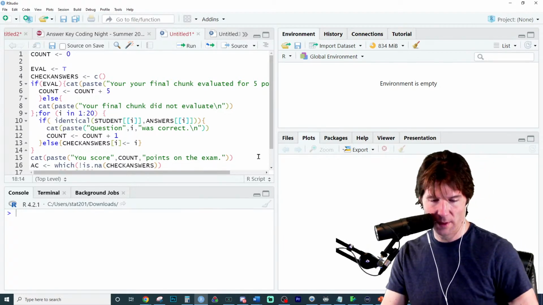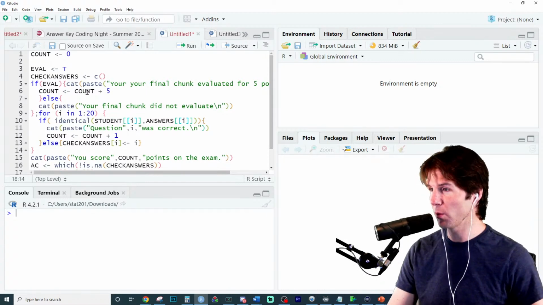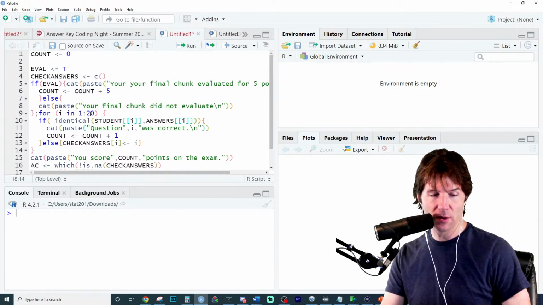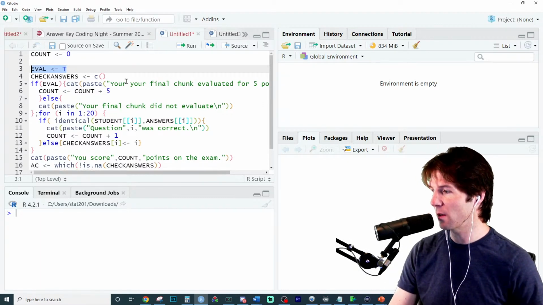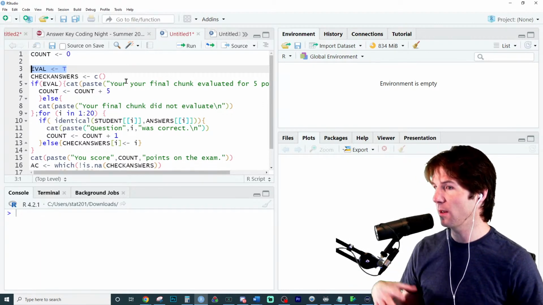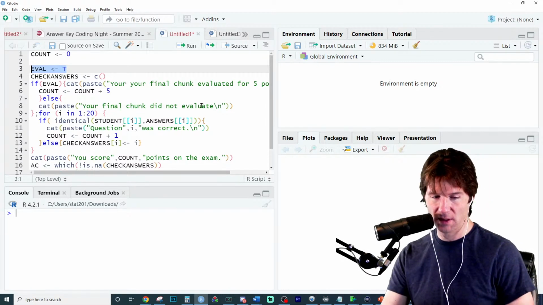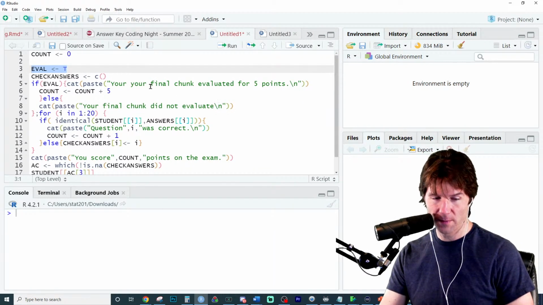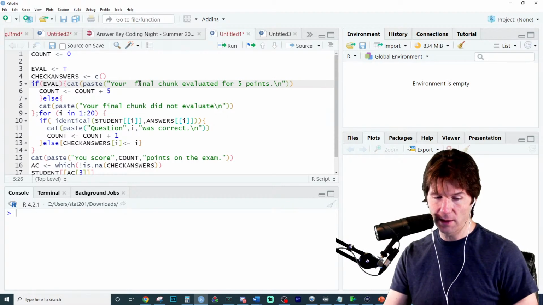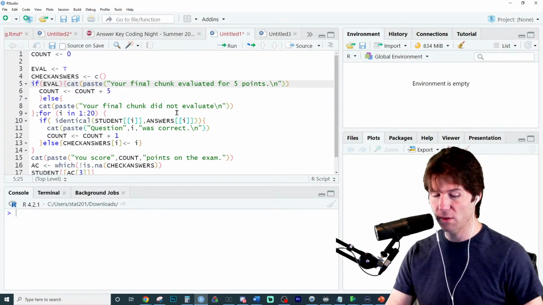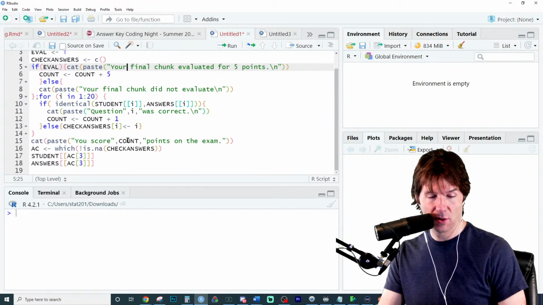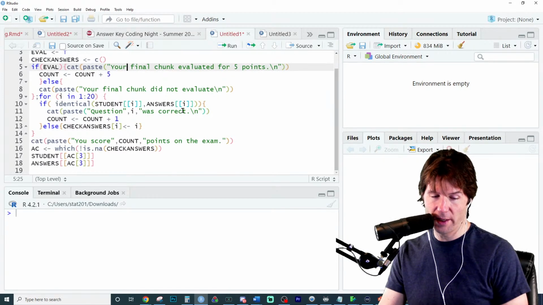I should have finished up here soon, but this right here is going through. And if you look at how I'm doing it, I'm using for loops with if elses. So it goes through your last chunk. If it evaluated true, I have to set that myself. So I run your last chunk. If it evaluates, you get 5 points, and it says, I love grammar. Your final chunk evaluated for 5 points. Or, your final chunk did not evaluate. So that'll say that right there, so you can check it out. And then it says your score. Oh, that's it, Dan. Question blank was correct.